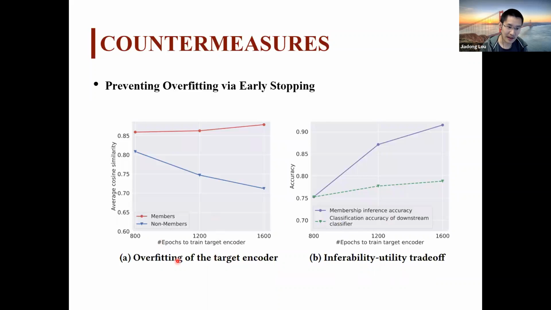And finally, the authors mentioned the discussion section. They discussed how to do the countermeasures. They mentioned preventing the overfitting by some early stopping. They give these two results.